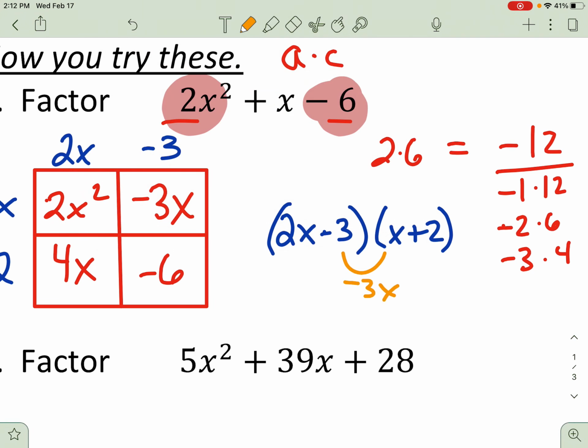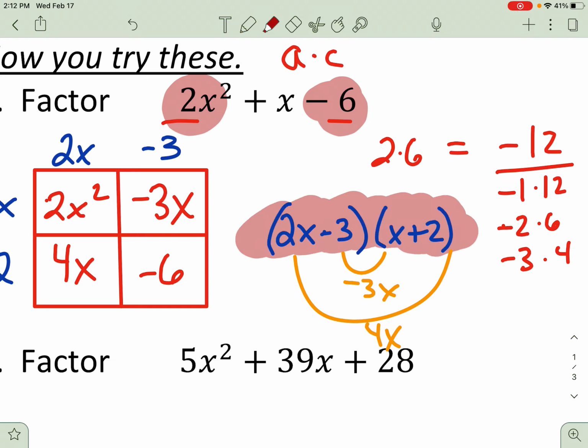And again, you can check your work the same way. Negative 3 times x is negative 3x. 2 times 2 is 4. So that would give me my positive 1. So I know that I have the correct answer.